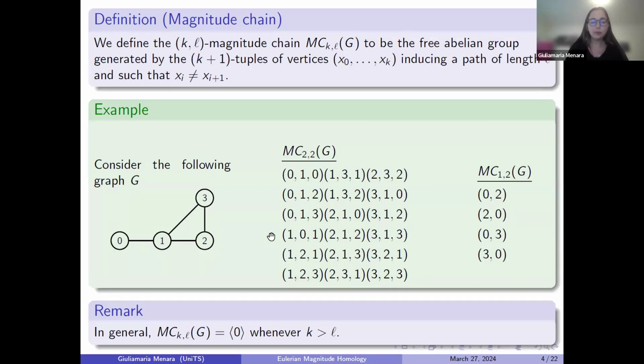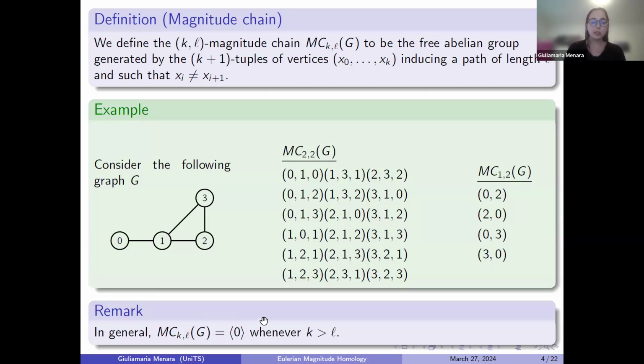Similarly, if we want to build a magnitude chain with k equal to 1 and L equal to 2, we have fewer options, because we can just pick pairs of vertices such that the distance between these two vertices is 2. So we just have 0, 2, 0, 3, and the converse.